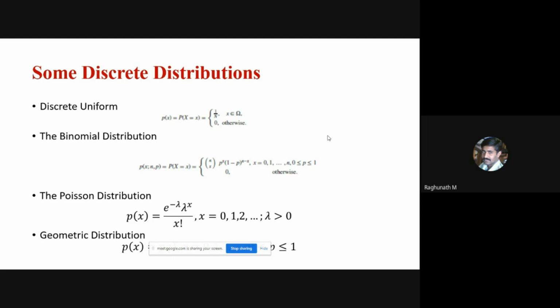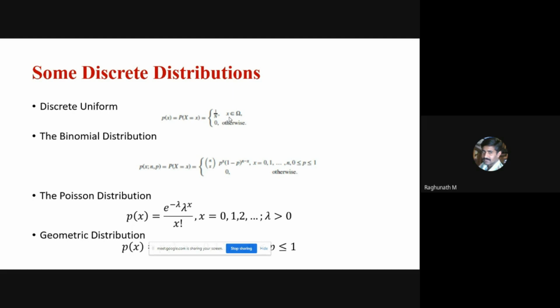Coming to the finite case, this is the discrete uniform. The very basic distribution that we are going to have is the discrete uniform. Here this omega, the notation written here, corresponds to the sample space. If there are n values or n observations in this set, the sample space, each value is called an elementary event, and for each I am going to assign the probability of occurrence 1 by n.